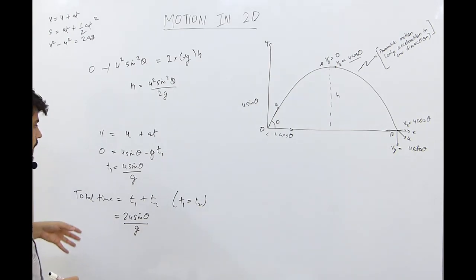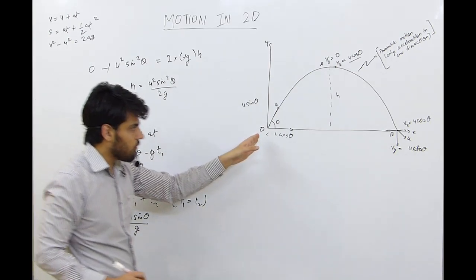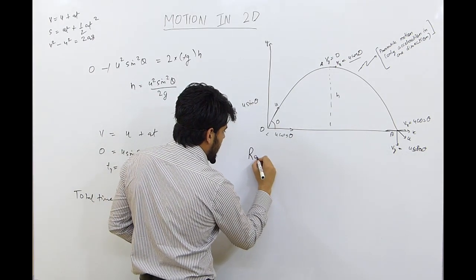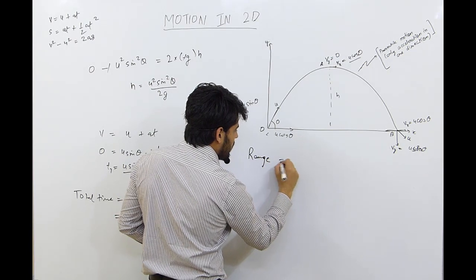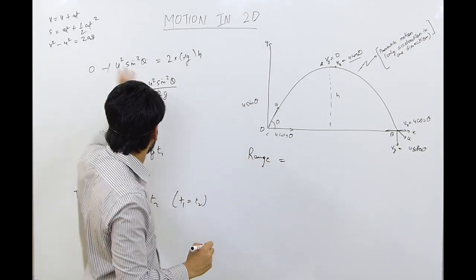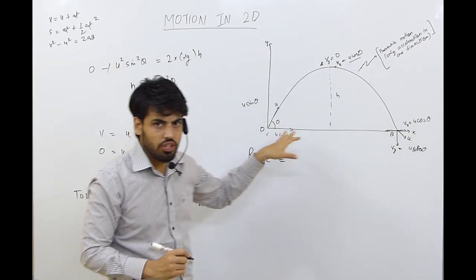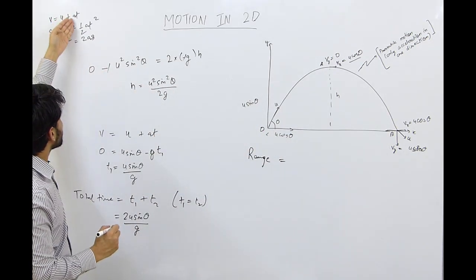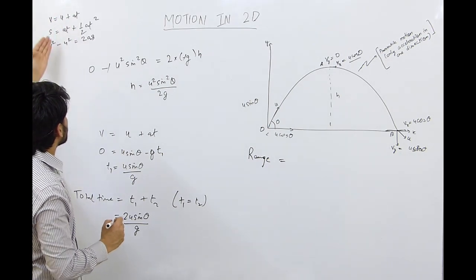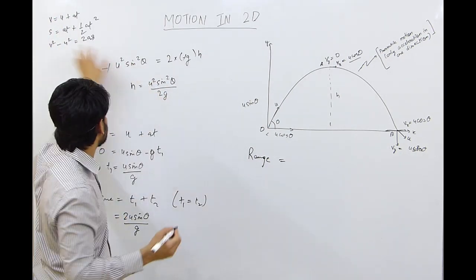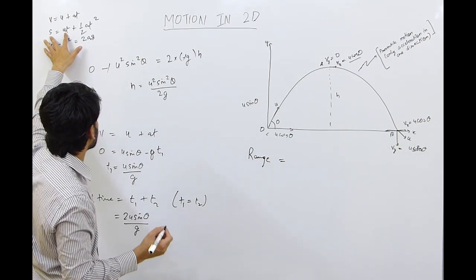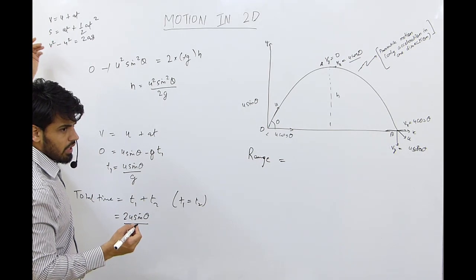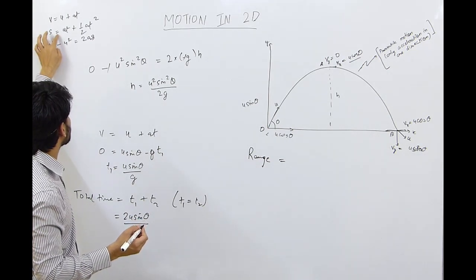Now if you want to calculate the range, we will represent range as R. Here we cannot use this formula because there is no acceleration in this direction. Or you can also use this, but if you put A equal to 0, then this resolves into distance is equal to speed into time. If acceleration is 0, the second equation transforms into the normal formula, distance is equal to speed into time.